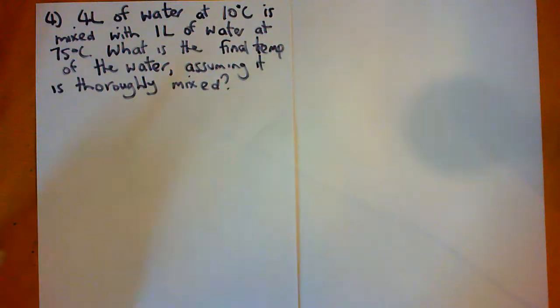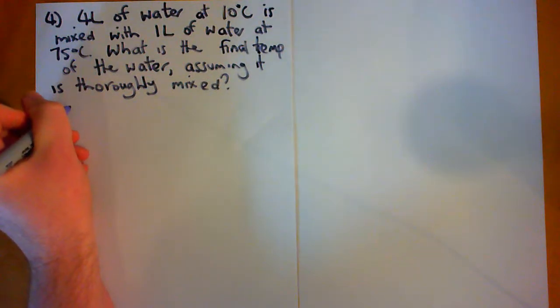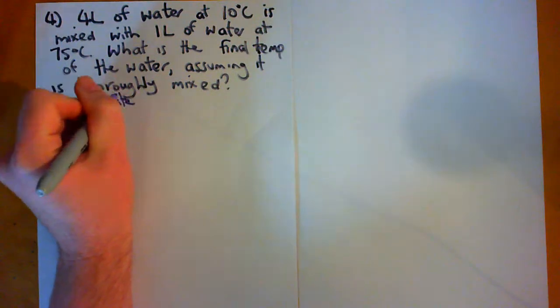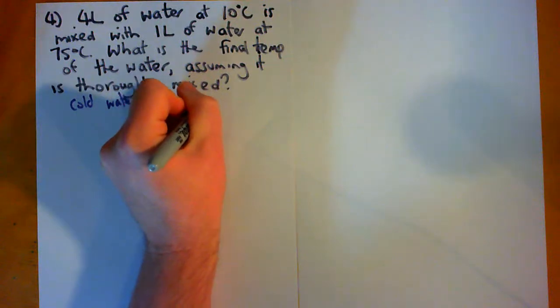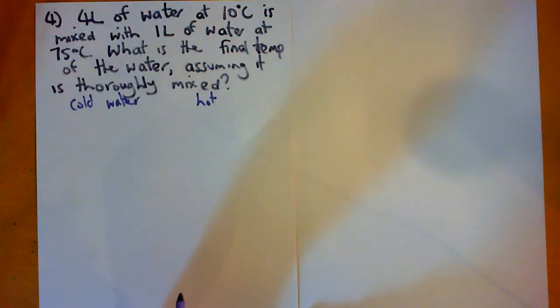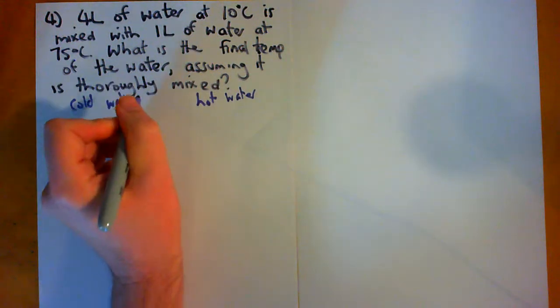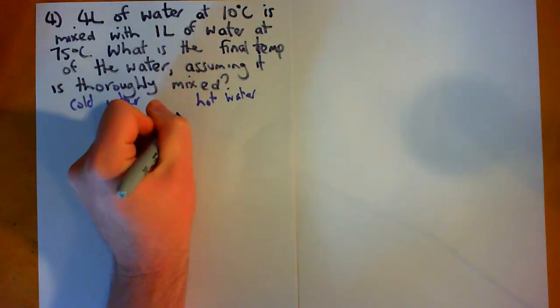Okay. So the cold water is at 10 degrees and the hot water is at 75 degrees. So let's look at, on the left hand side of the equation, the cold water, and on the right hand side of the equation the hot water. All of the heat energy that was in the hot water must go into the cold water. So the gain in energy of the cold water must be the same as the loss in energy of the hot water. So the formula we'll use here is Q equals mc delta T.